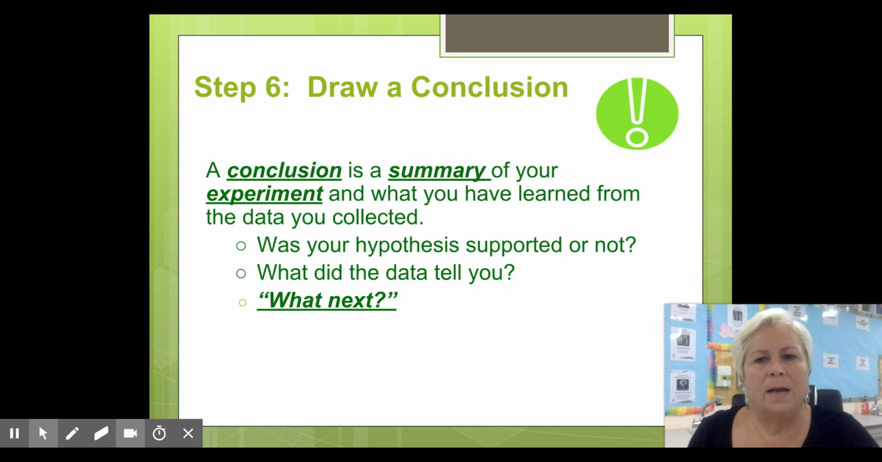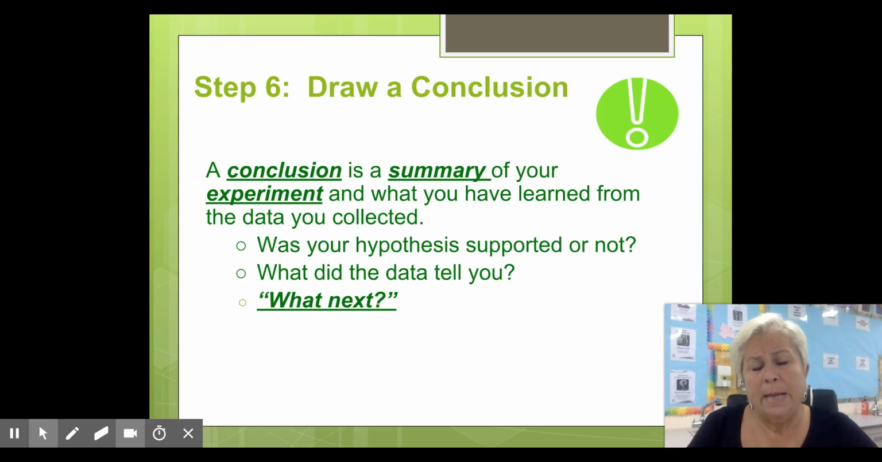All right, the next step in scientific method, after you have done all the other things and you've collected your data, you've analyzed it, then it's time to draw a conclusion. And the conclusion in an experiment is basically a summary of that experiment, and it's a summary of what you learned from the data that you collected. When you analyze the data, what did it tell you? What did you learn? So you're going to have to answer a couple of questions within your conclusion statement.